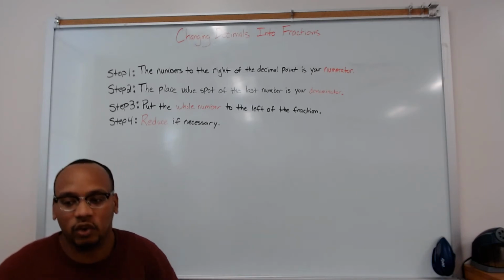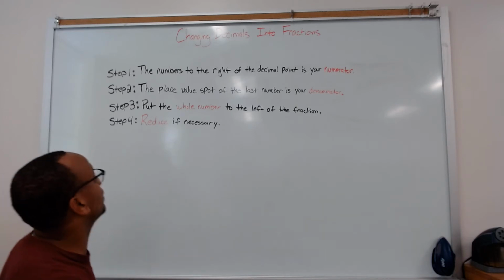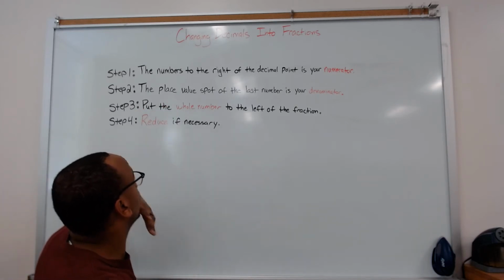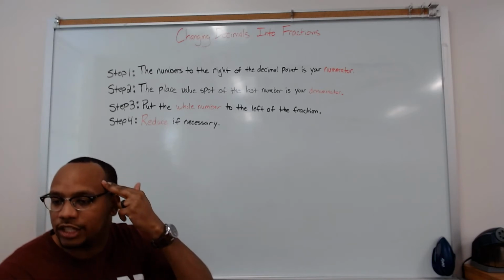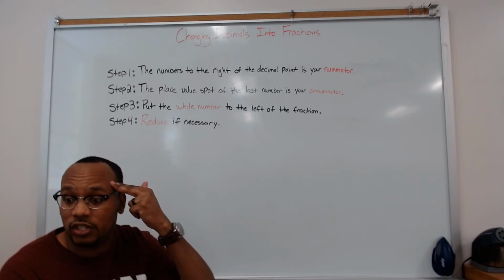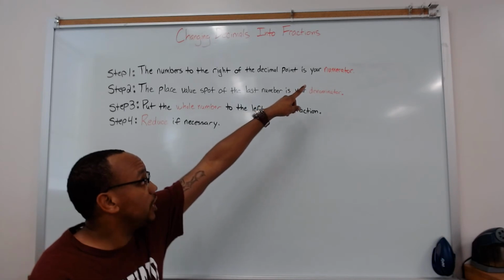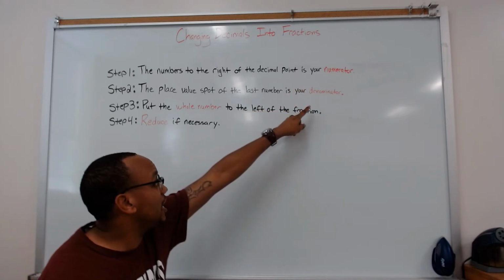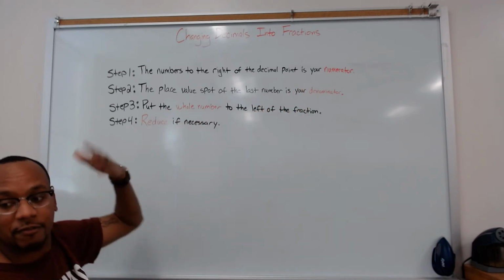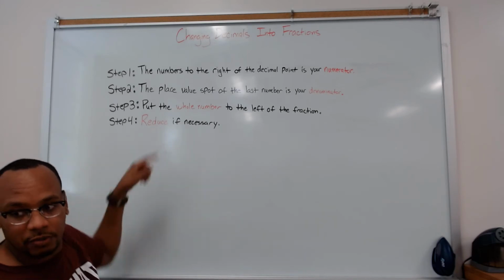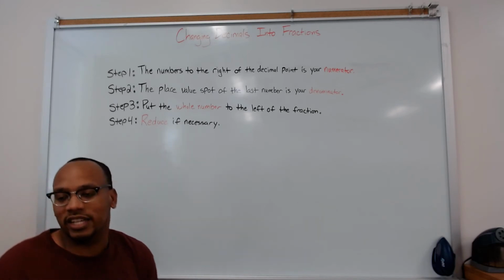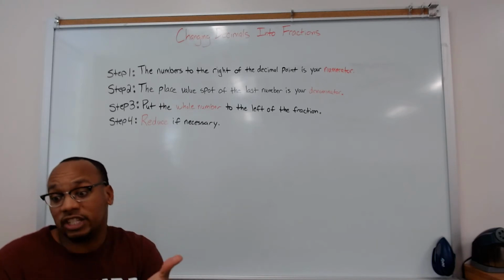So real quick, easy steps to changing decimals into a fraction. You have to think about a fraction. A fraction has parts. A fraction has a numerator, a fraction has a denominator, and a fraction has a whole number if it's a mixed number. And then sometimes you have to reduce fractions. So these steps come with fractions in general.